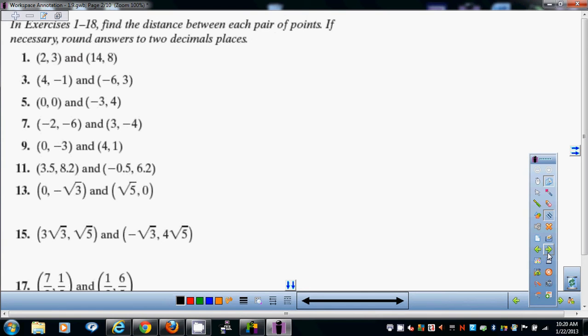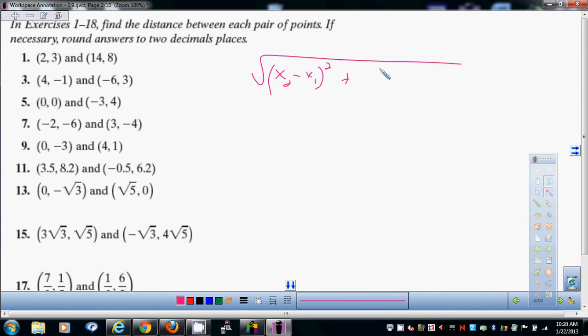Distance between each pair of points. What formula do you need to find the distance between them? I heard a bunch of mumbling. Hopefully one of those things was the distance formula. The distance formula back from geometry. I don't even remember if this is on the test. I don't remember, but we're going to go ahead and learn it like it is. Distance formula.